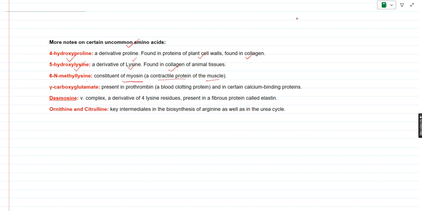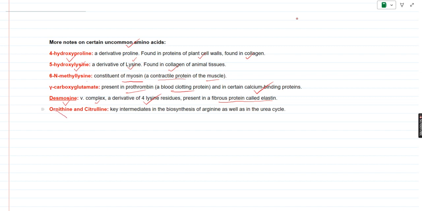And gamma-carboxyglutamate is present in prothrombin. Anything ending with thrombin is going to play a role in blood clotting, in blood clotting factors, and in certain calcium binding proteins as well. And there is another important amino acid, that is desmosin. Desmosin is a very complex amino acid because it is a derivative of 4 lysine residues, and it is present in the fibrous protein called elastin.